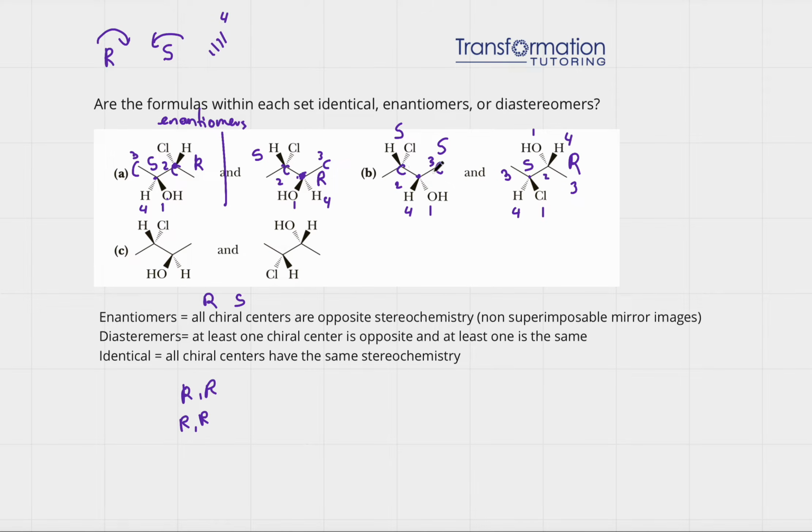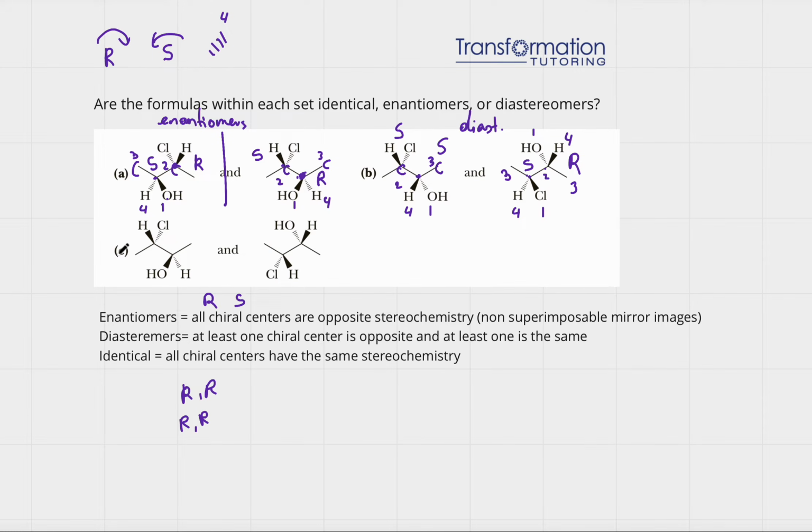Now, let's look at my chiral centers. I have S and S and S and R. So what we can see is that at least one chiral center is opposite and at least one is the same. Here I have S and S, and here I have S and R. So one of them stayed the same and another one switched. And that means that these are diastereomers. Just going to abbreviate it, diastereomers.